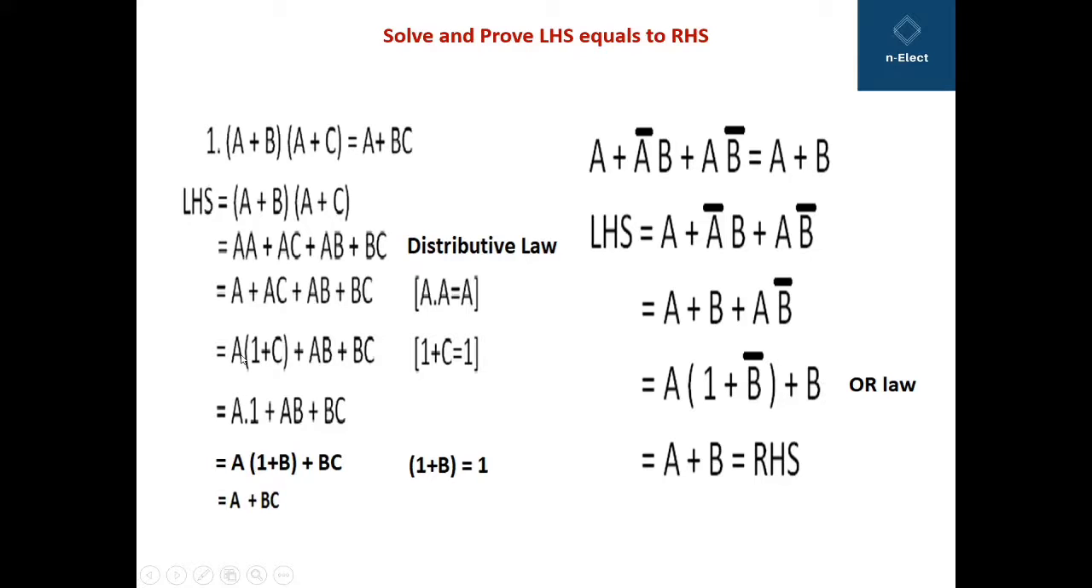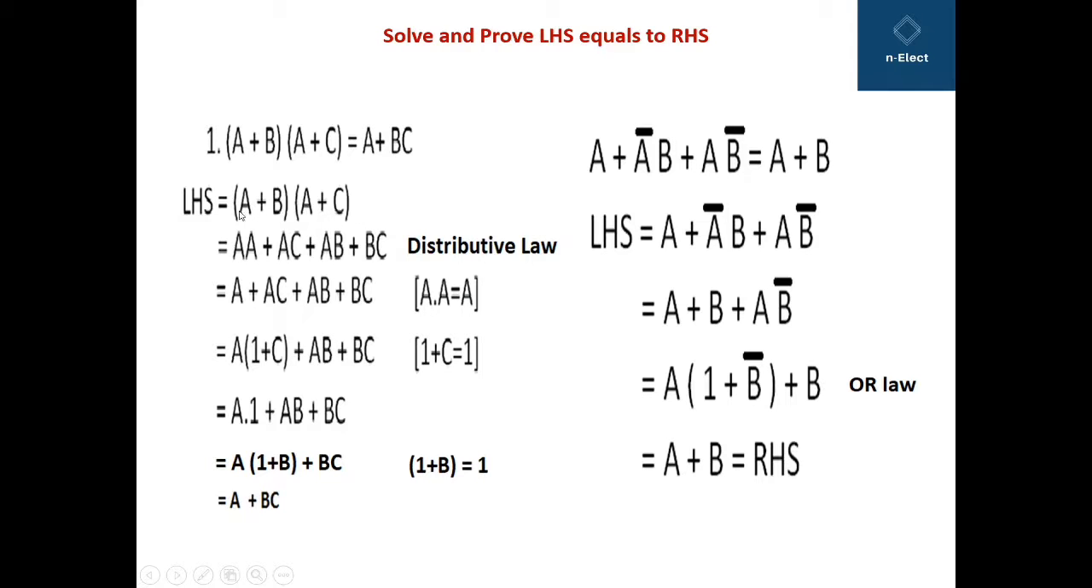Moving on to the next. Here it is asked to solve and prove that the left hand side equals the right hand side. The expression on the left hand side is A plus B into second bracket A plus C, and we have to show it equal to A plus BC. Now we have taken the left hand side of the equation here, and we are going to solve it and prove that it is equivalent to A plus BC.